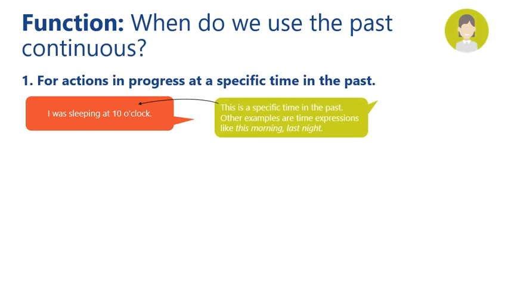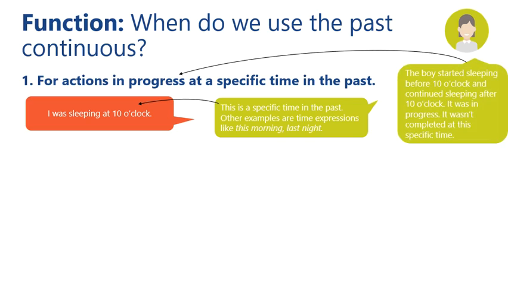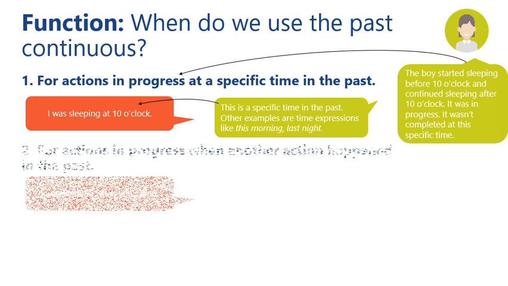This is a specific time in the past, as I have already told you. Other examples are time expressions like this morning or last night. The boy started sleeping before 10 o'clock and continued sleeping after 10 o'clock. It was in progress. It wasn't completed at this specific time.